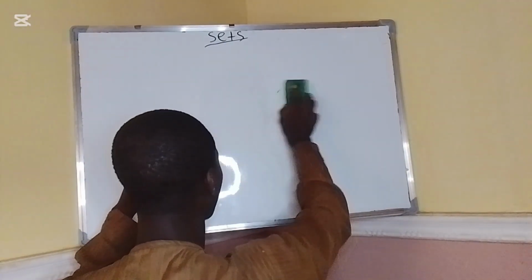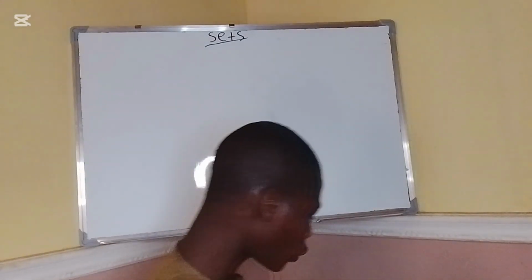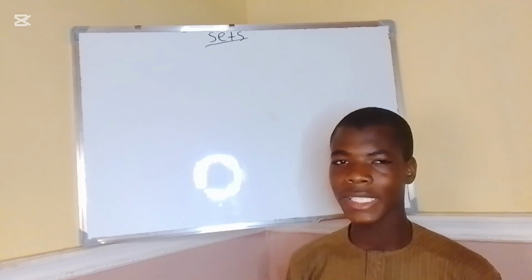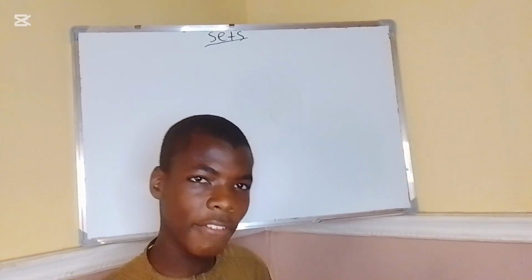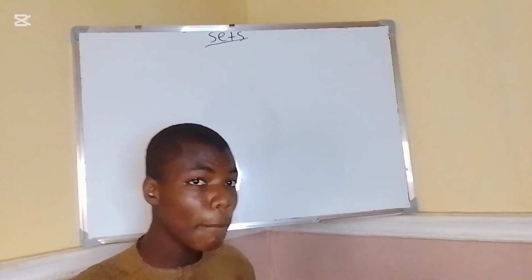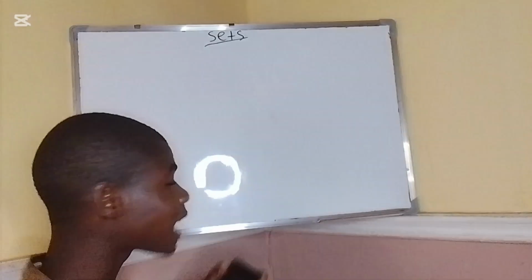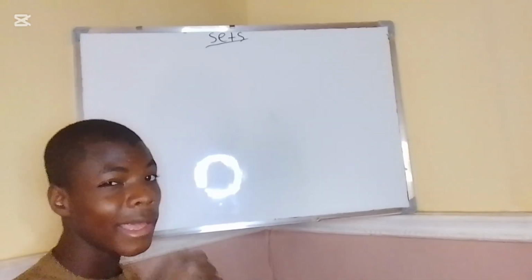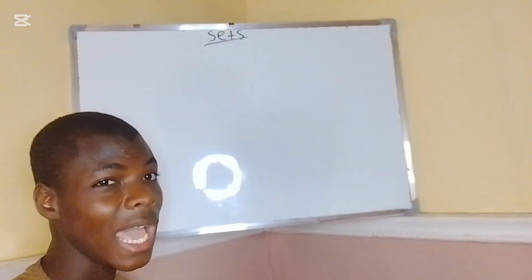So the next thing I want you to know is the order of sets. What is the order of a set? The order of a set is how many elements or members are inside the set. You have to understand the English: the amount of numbers that are inside a set.